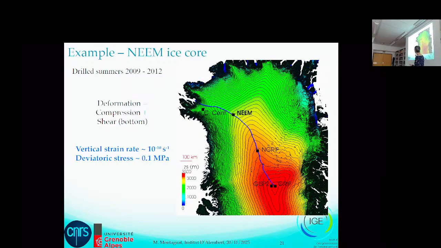And so vertical strain rates are very low and deviatoric stress is very low too. So if we were to do an experiment in the lab with this same characteristic, it would take about 30 years to get 1% strain. So we have a very hard time to redo this type of configuration in the lab.